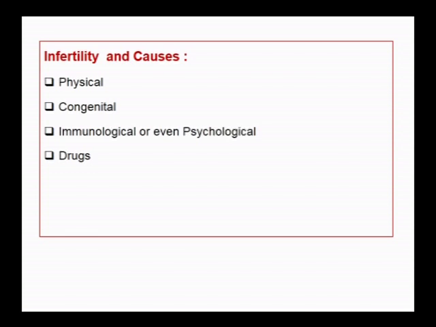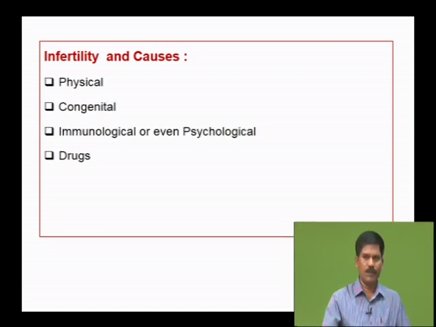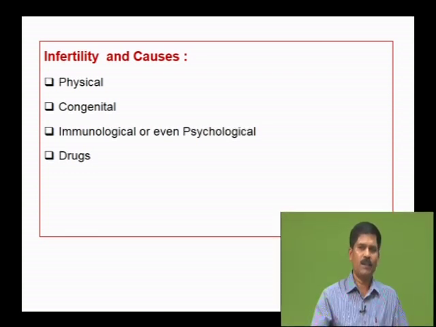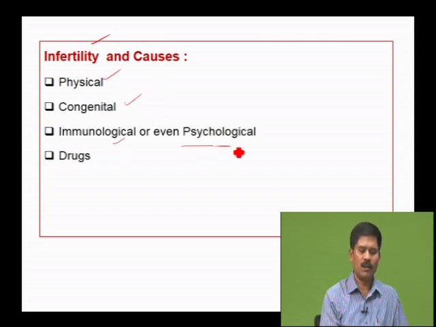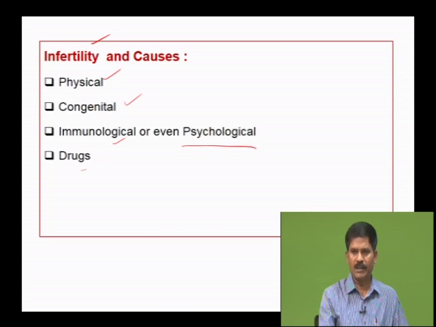Infertility and causes. Inability to conceive or bear children even after 2 years of unprotected sexual cohabitation is said to be infertility. The reasons could be physical or congenital, immunological or even psychological. It also includes drugs. So these are the causes for infertility either in males or females.